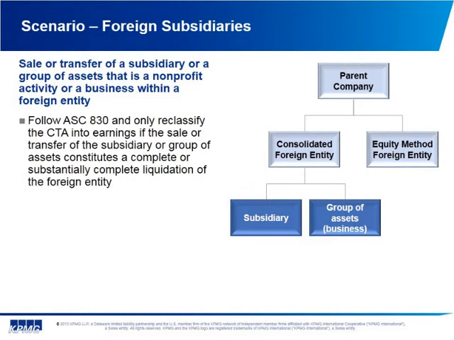However, ASC Topic 830 states that no CTA will be reclassified into earnings unless the sale or loss of control of the subsidiary represented a complete or substantially complete liquidation of the parent company's investment in the foreign entity. The task force concluded that when evaluating transactions within a foreign entity, the guidance in Topic 830 should be applied, and thus CTA would not be reclassified into earnings upon sale or transfer of a subsidiary within a foreign entity unless that sale or transfer represented a complete or substantially complete liquidation of the foreign entity. The task force also concluded that groups of assets that are not-for-profit activities or business should be accounted for in the same manner as subsidiaries.